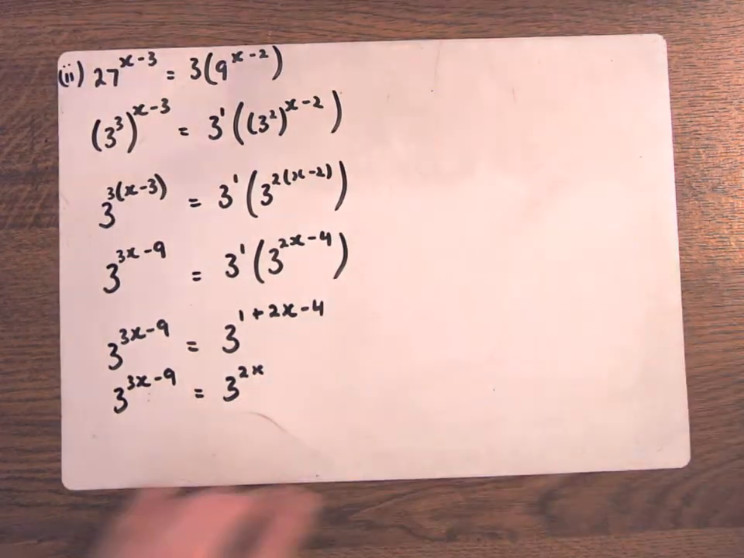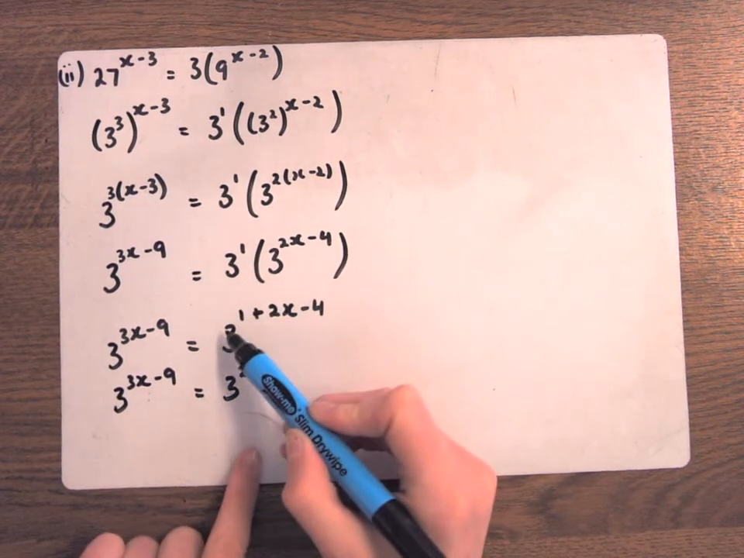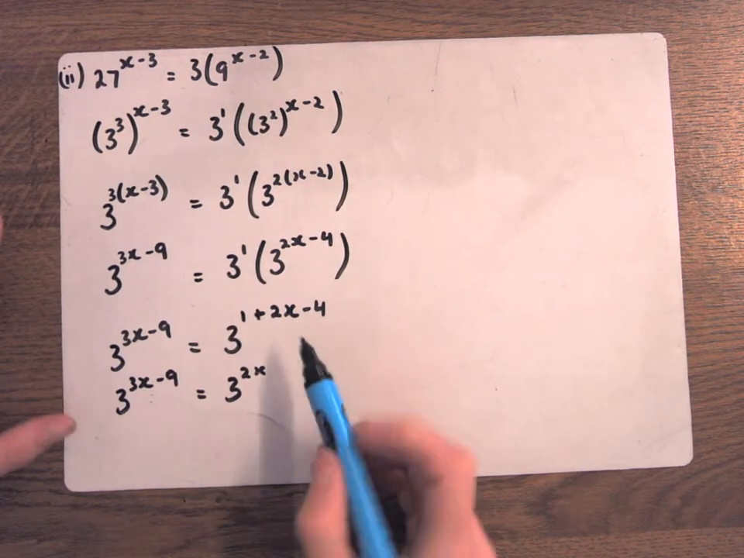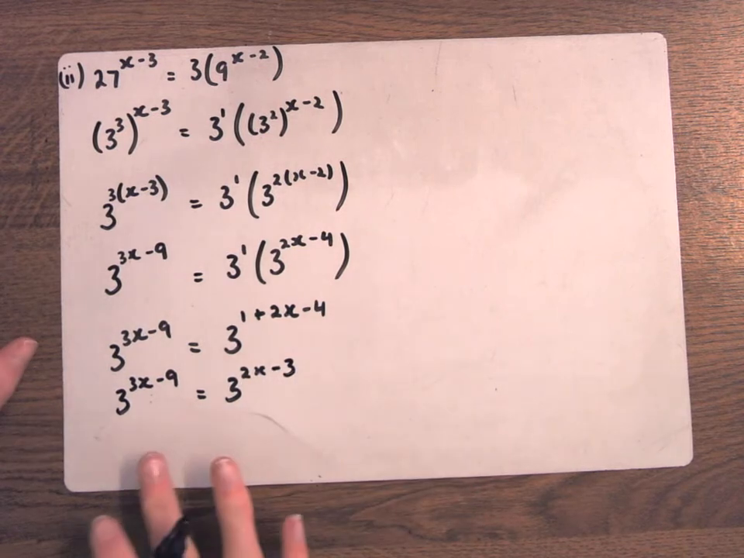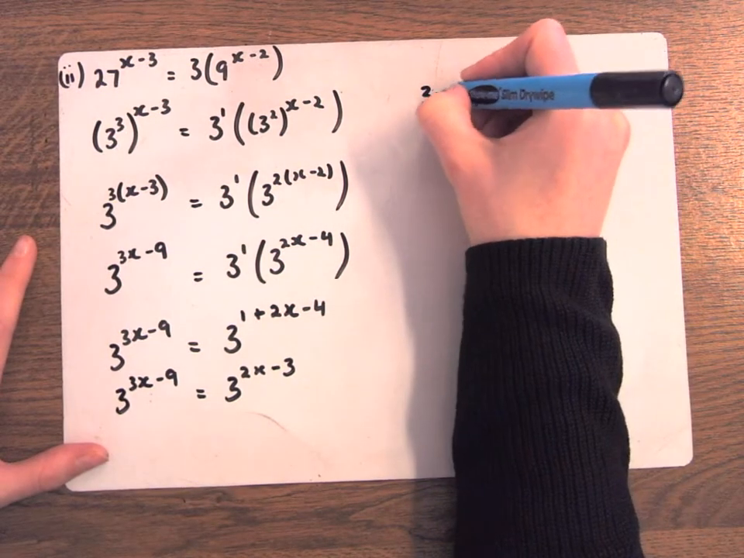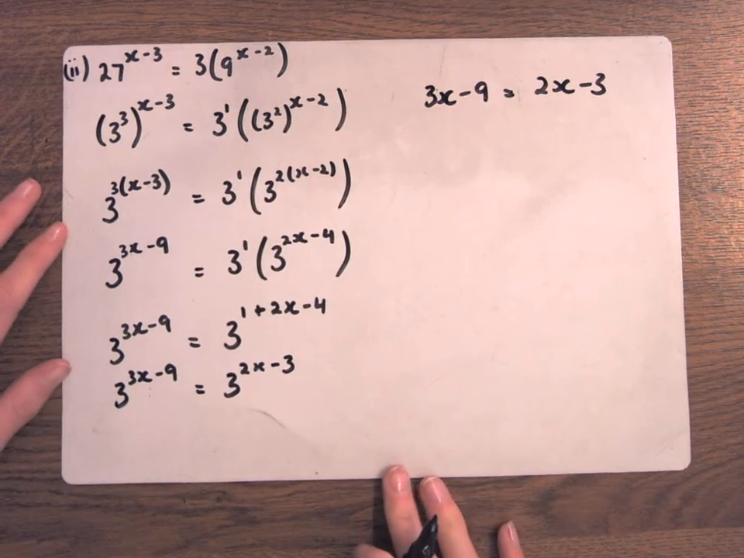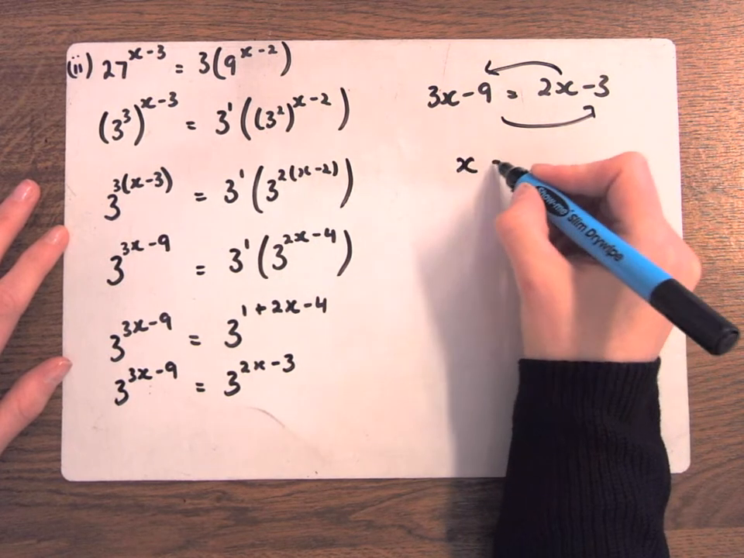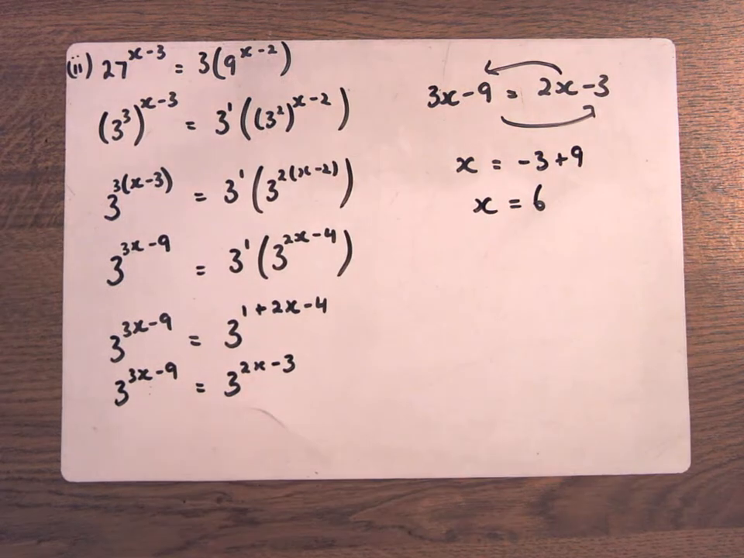So down here, I'm just multiplying and my bases are the same, so it just becomes 3 to the power of, add in that 1. So I have 2x minus 4 plus 1 is minus 3. Now I have an equation, 3 to the power equals 3 to the power, so I can just bring down my powers and that becomes the equation. X's to one side, numbers to the other. And you get x is 6.